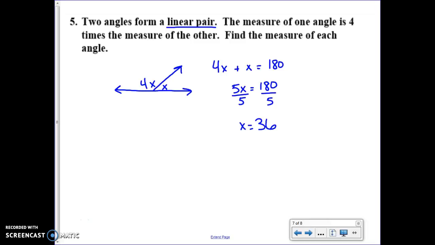So that's the measure of one of the angles. So 36 degrees is one of your answers. And then we need to do 4x, or 4 times 36. And we get 144 degrees for our other angle measure.